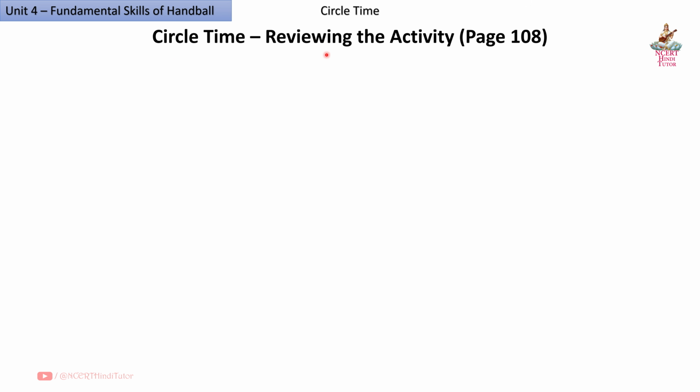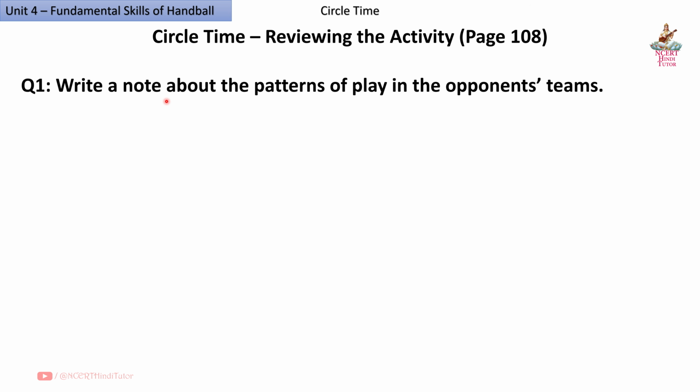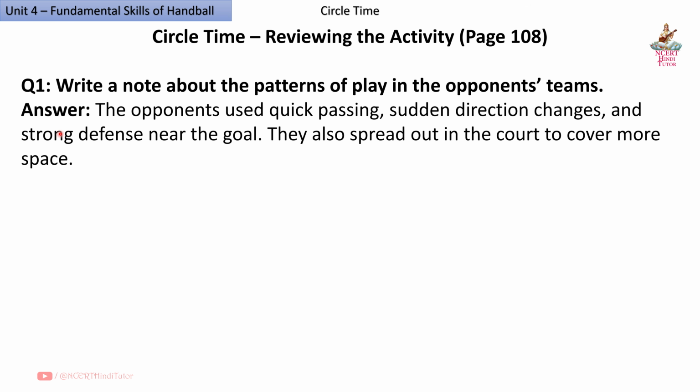Circle time, reviewing the activity, page 108. Question 1. Write a note about the patterns of play in the opponent's teams. Answer. The opponents used quick passing, sudden direction changes, and strong defense near the goal. They also spread out in the court to cover more space.